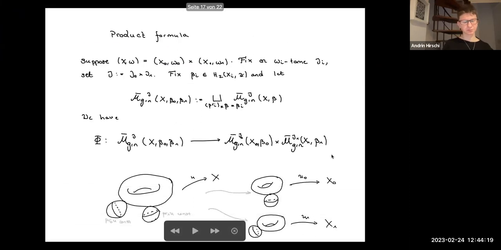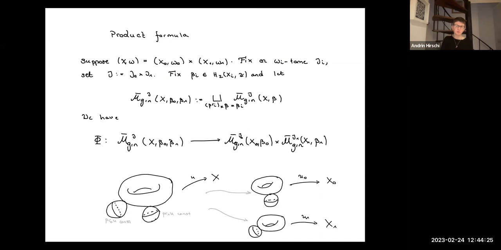Okay. So let me go to my application and state and prove the product formula. This is a formula which was conjectured by Kontsevich and Manin in the paper where they defined the Gromov-Witten axioms. It's a very neat formula, and it essentially says the Gromov-Witten classes of a product of symplectic manifolds, say X0 and X1, are what you would expect them to be. So we now restrict to the case where X is such a product and where our almost complex structure J is the product of omega i tame almost complex structures Ji.